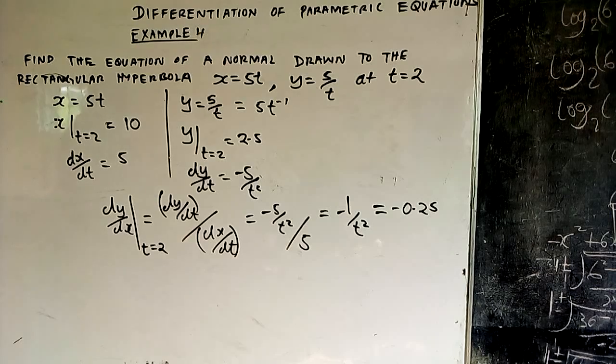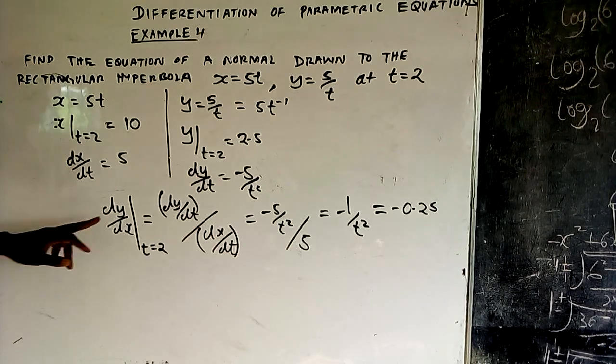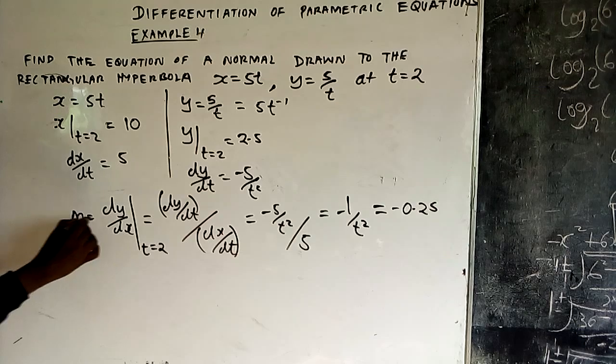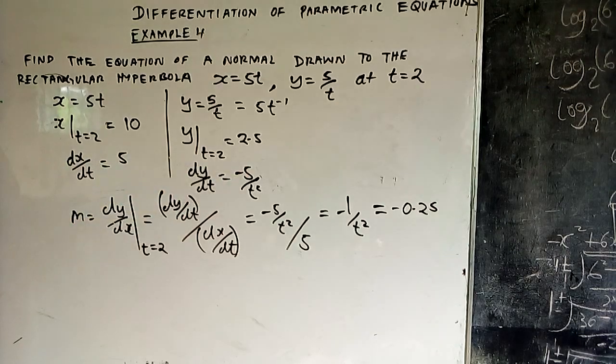So you know the derivative of a curve at that point is the gradient of the tangent, isn't it? It's the gradient of the tangent. But we need the equation of a normal, meaning we need the gradient of the normal, isn't it? So you know the gradient of the tangent m is the derivative of the curve at that point, isn't it?